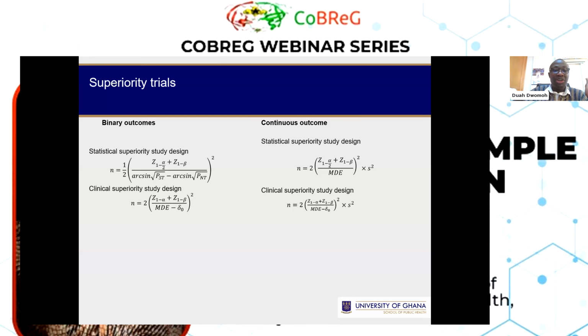For clinical superiority study design, we have n is equal to 2 times the z subscript 1 minus alpha. So you see, once it is a one-tail test, plus z subscript 1 minus beta, divided by the minimum detectable effect, which is just the direct change between those that benefited from the intervention and those that did not, minus the clinically relevant margin. That is the delta with subscript naught.